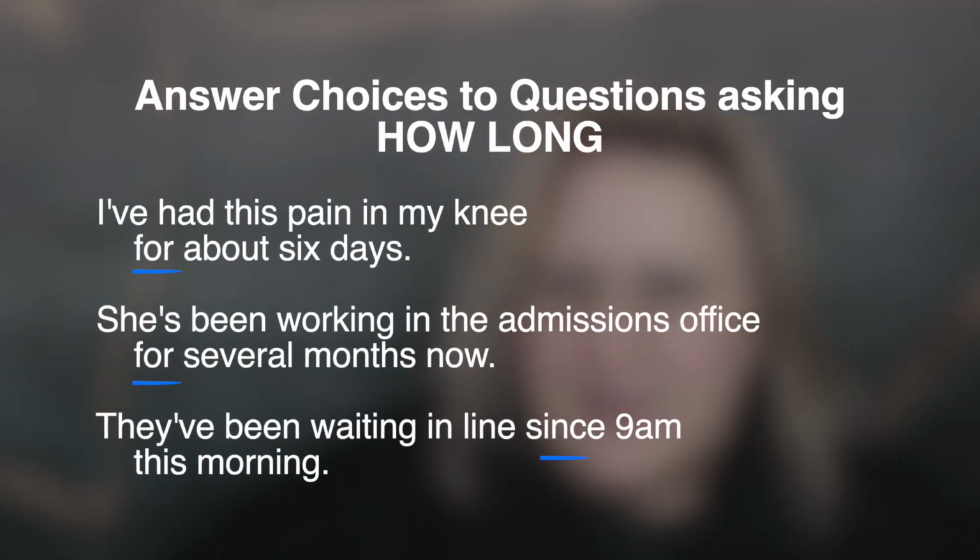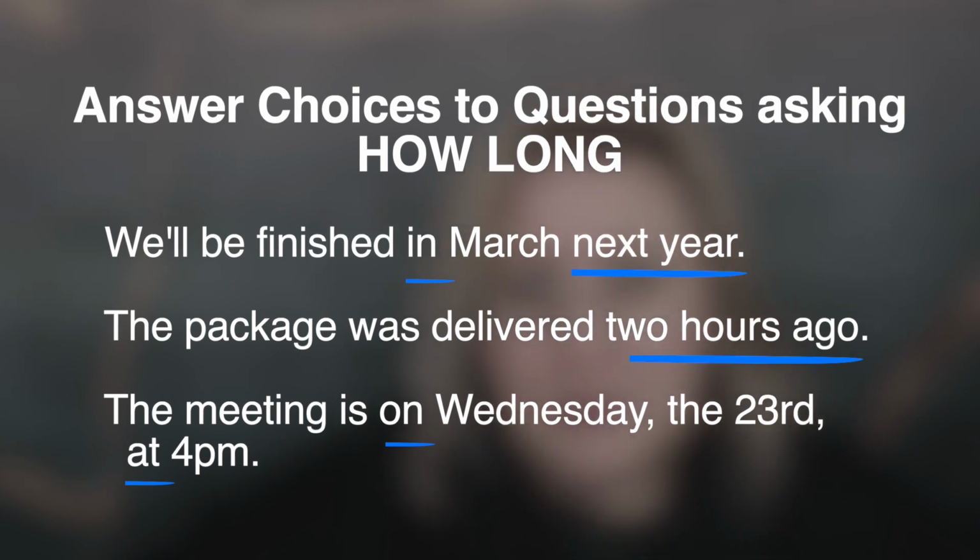Questions asking how long are the second type. Example answer choices are: I've had this pain in my knee for about 6 days. She's been working in the admissions office for several months now. They've been waiting in line since 9 a.m. this morning. A third type of question you'll get is when questions. Example answer choices are: We'll be finished in March next year. The package was delivered 2 hours ago. The meeting is on Wednesday, the 23rd at 4 p.m.